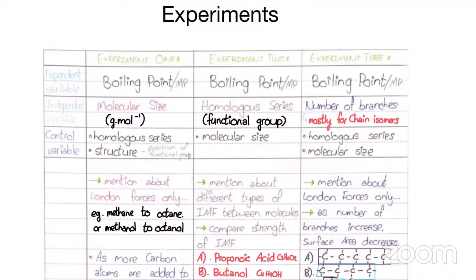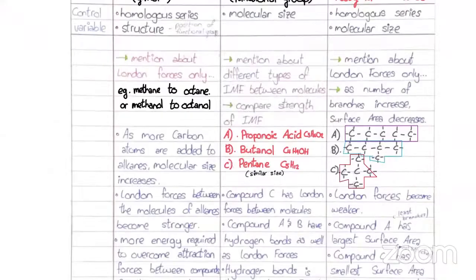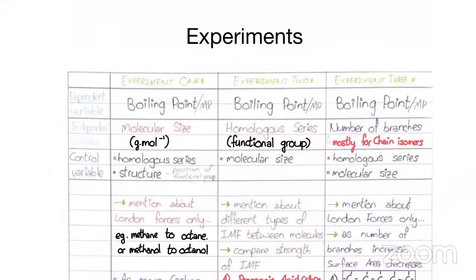Okay, let's talk about the experiments. We're going to go through the three different types of experiments that you could deal with. Maybe I'll try and make these notes a bit more clear, but nevertheless, we have experiment 1. On the leftmost column, you can see the headings: dependent variable, independent variable, control variable. In experiment 1, the dependent variable is boiling point.